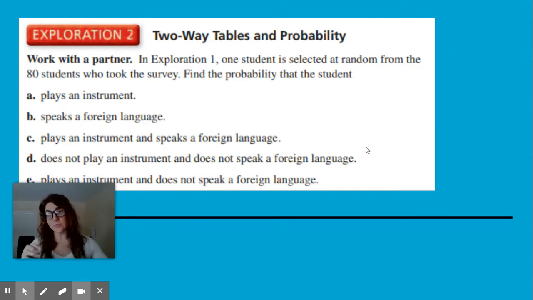We could then get more specific and look at totals of all students who speak a foreign language or all students who play an instrument and go based off of their totals as well. It just depends on the criteria that we're going to ask of you.